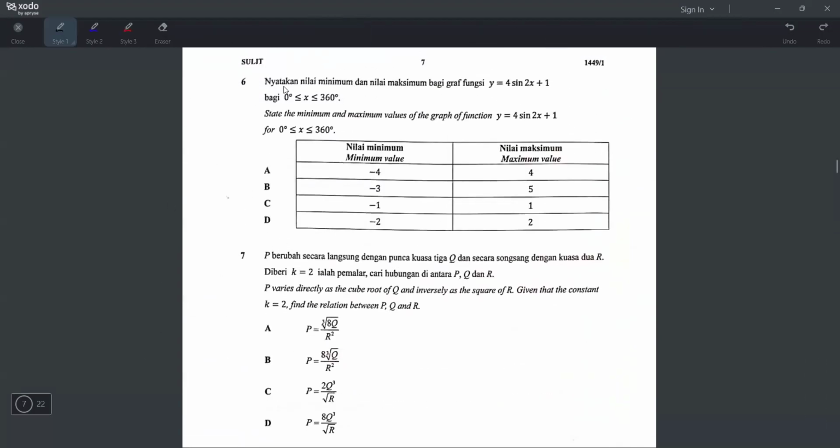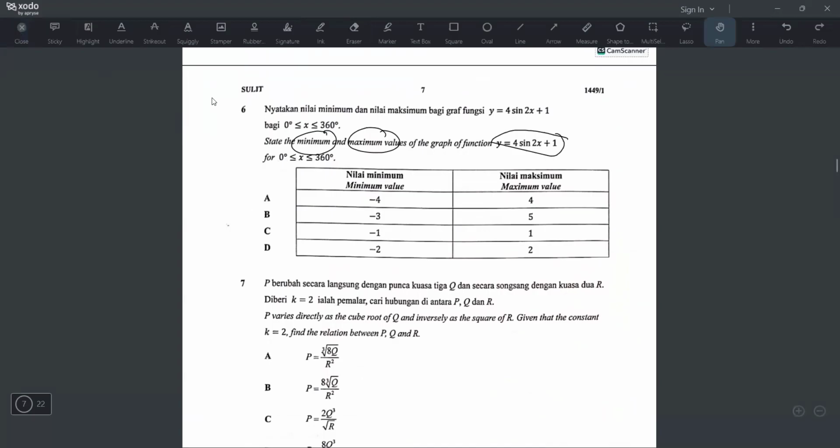Okay, let's continue with number 6. This is a trigonometry question. State the minimum and maximum values of the graph of the function y equals 4 sine 2x plus 1, 0 until 360. When we write a trigonometric function, the general form looks like this: a sine bx plus c.